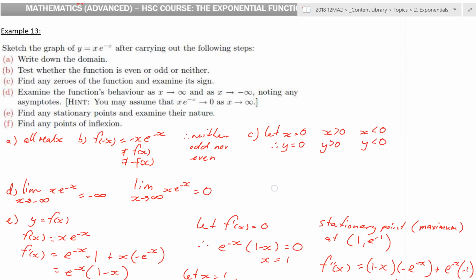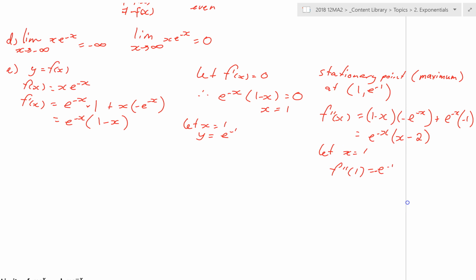Righto, find any stationary points? Yes, we did find that and examine its nature. It's a maximum. Find any points of inflection.